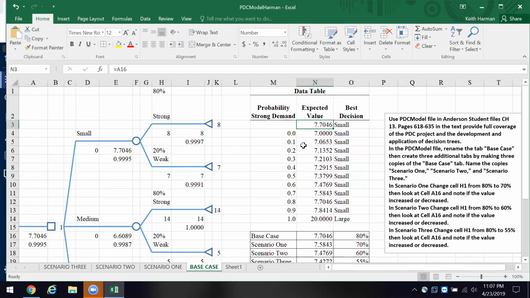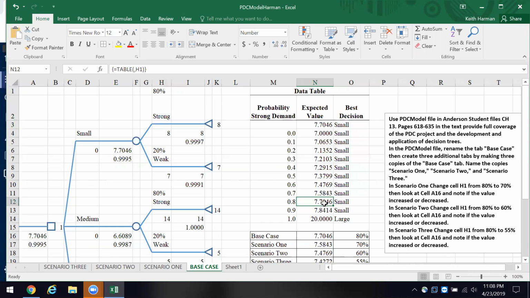Then we get that 7.7046. And notice over here, if you watch the table, guess where it is? The probability of a strong demand. Now, this is just an outcome variable here, so don't get confused. I'm sorry I didn't point that out to you earlier. This just is a bin to throw this into. You come down here at 80%, you'll see, okay? And the best decision is small, given an 80% probability of strong demand.